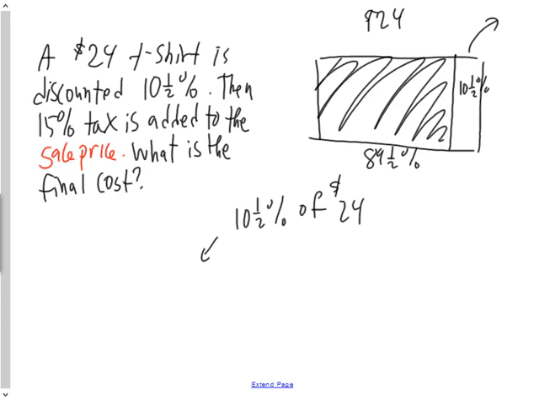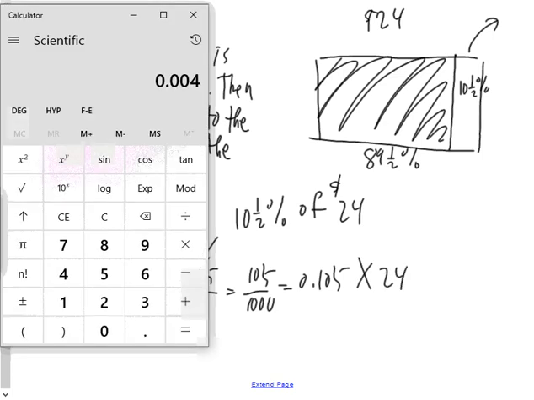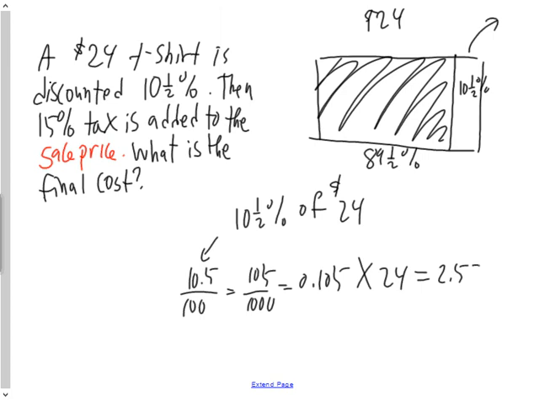Of course, 10.5%, the thinking is 10.5 out of 100, which is 105 over 1,000, which is 0.105. That is 10.5% written as a decimal of $24. Grab your calculator and go, what is 10.5% of $24? And the answer is $2.52. So that 10.5% of the t-shirt, or $2.52, is going to be taken off of the price of the t-shirt.